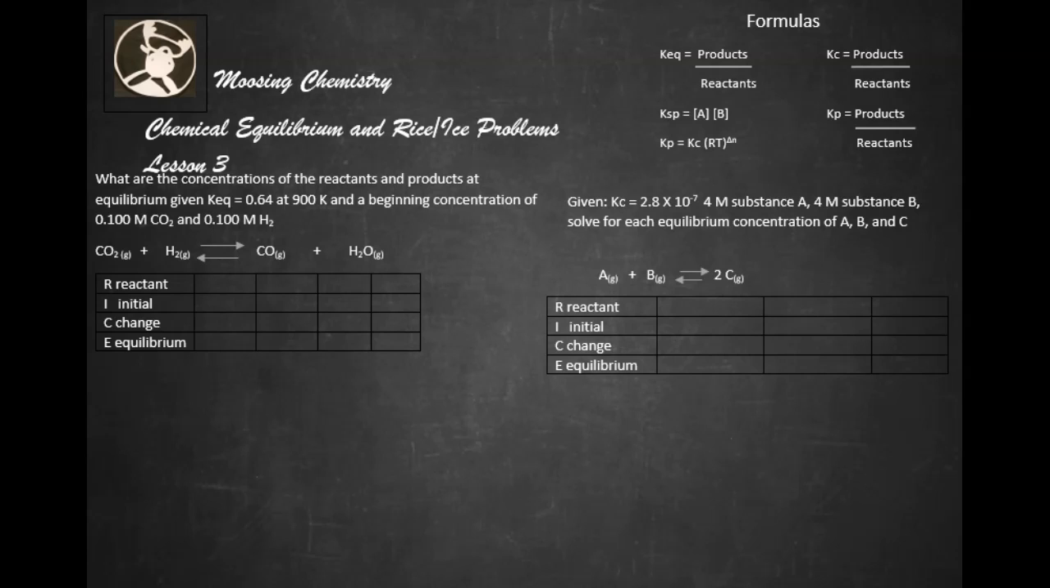This is Chemical Equilibrium and RICE/ICE Problems, lesson number 3. Okay, what are the concentrations of reactants and products at equilibrium given Keq is 0.64 at 900 Kelvin and a beginning concentration is 0.100 molarity CO2 and 0.100 molarity H2?